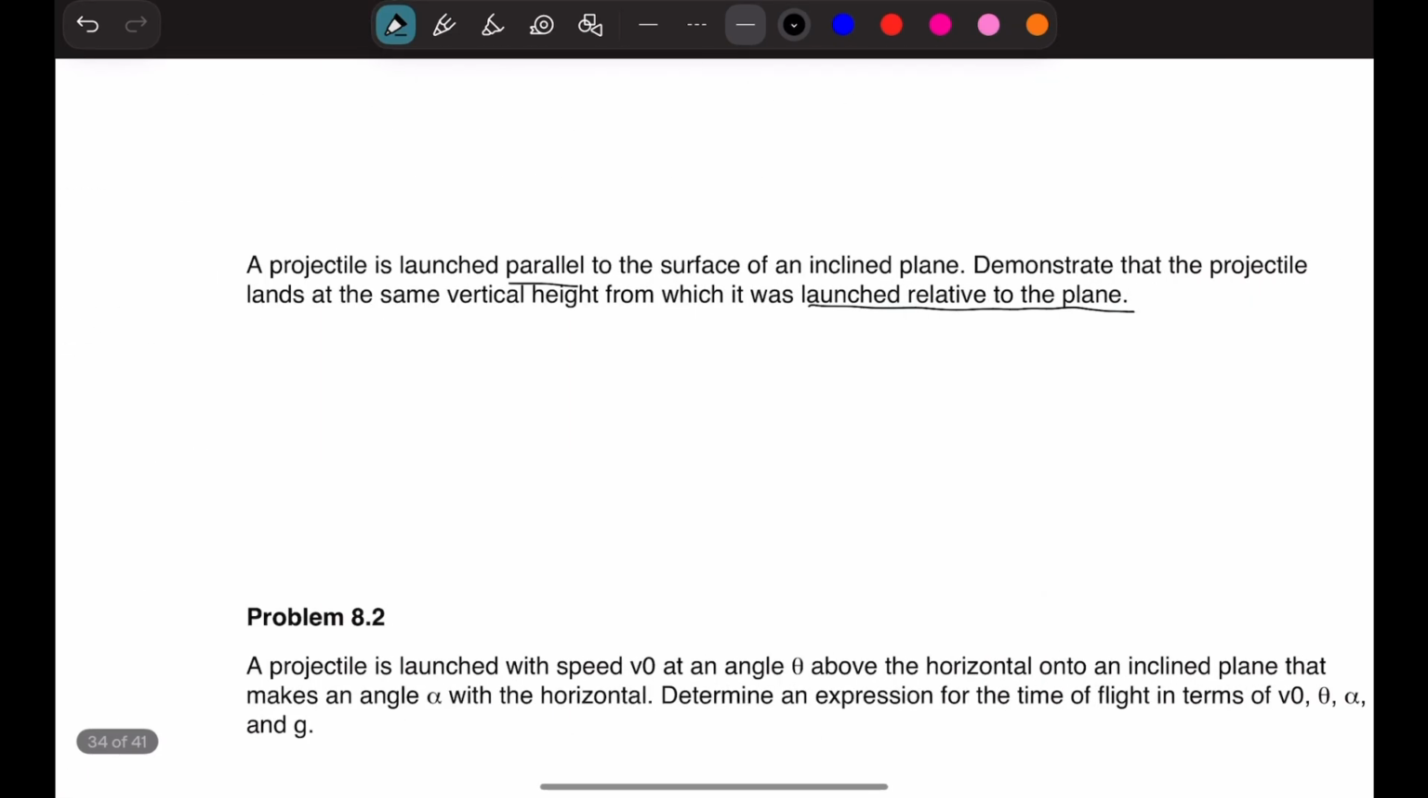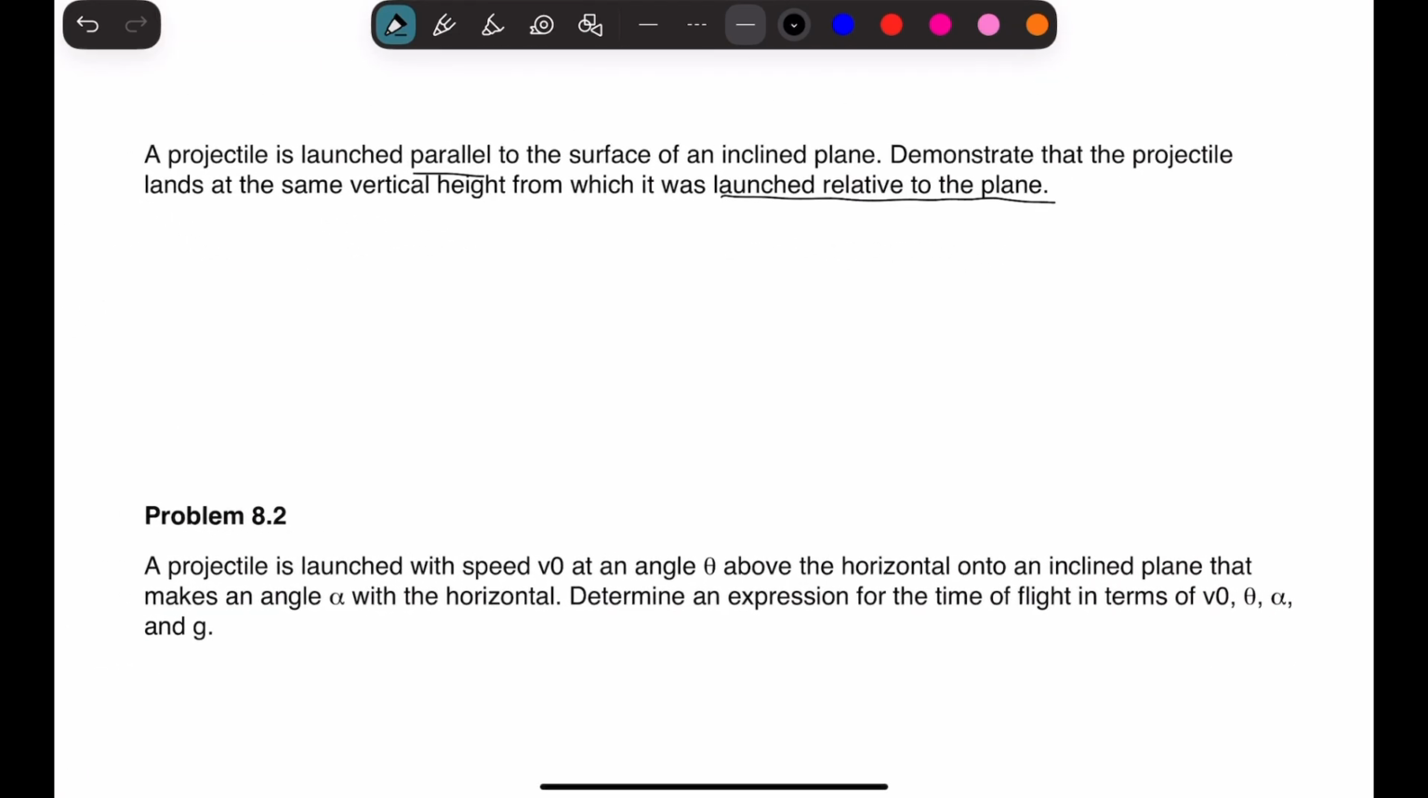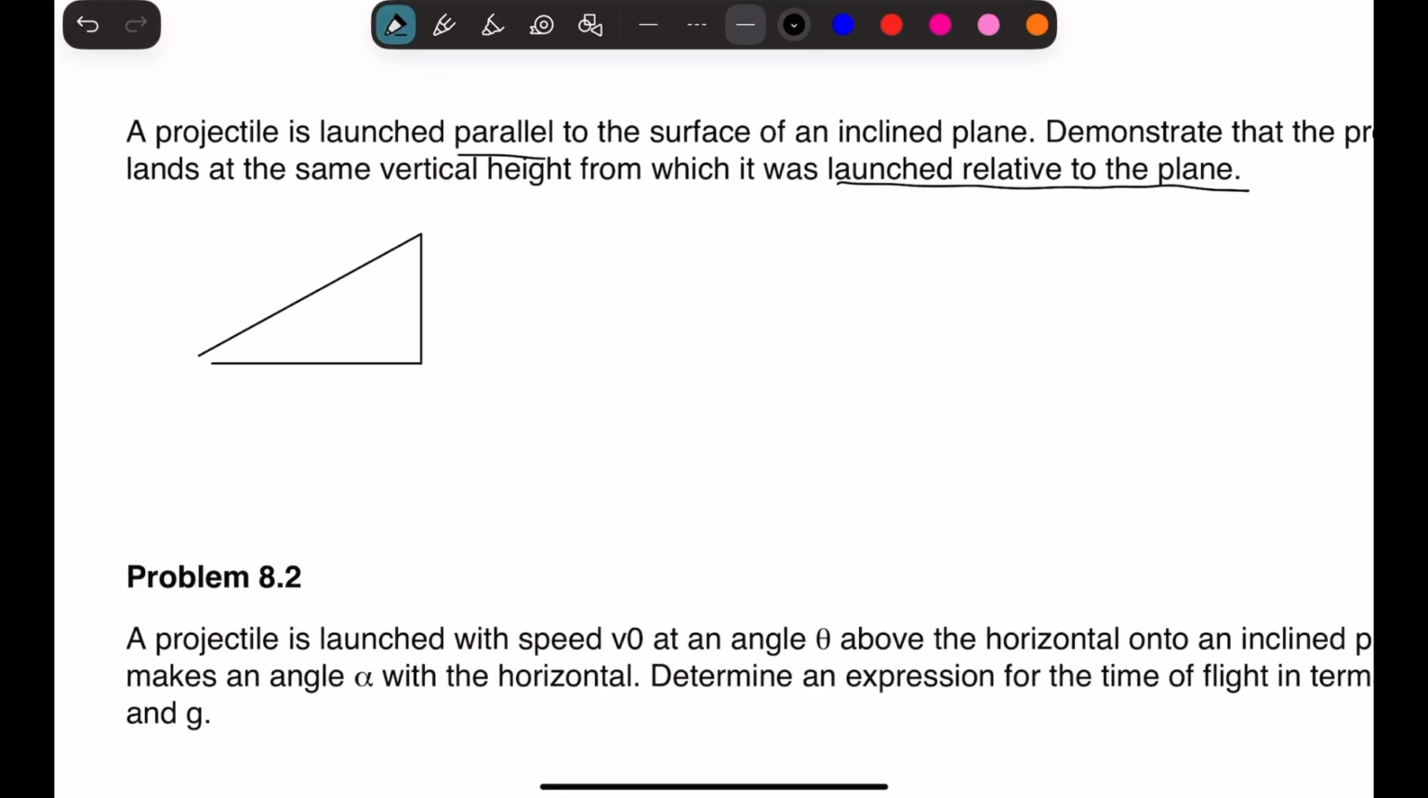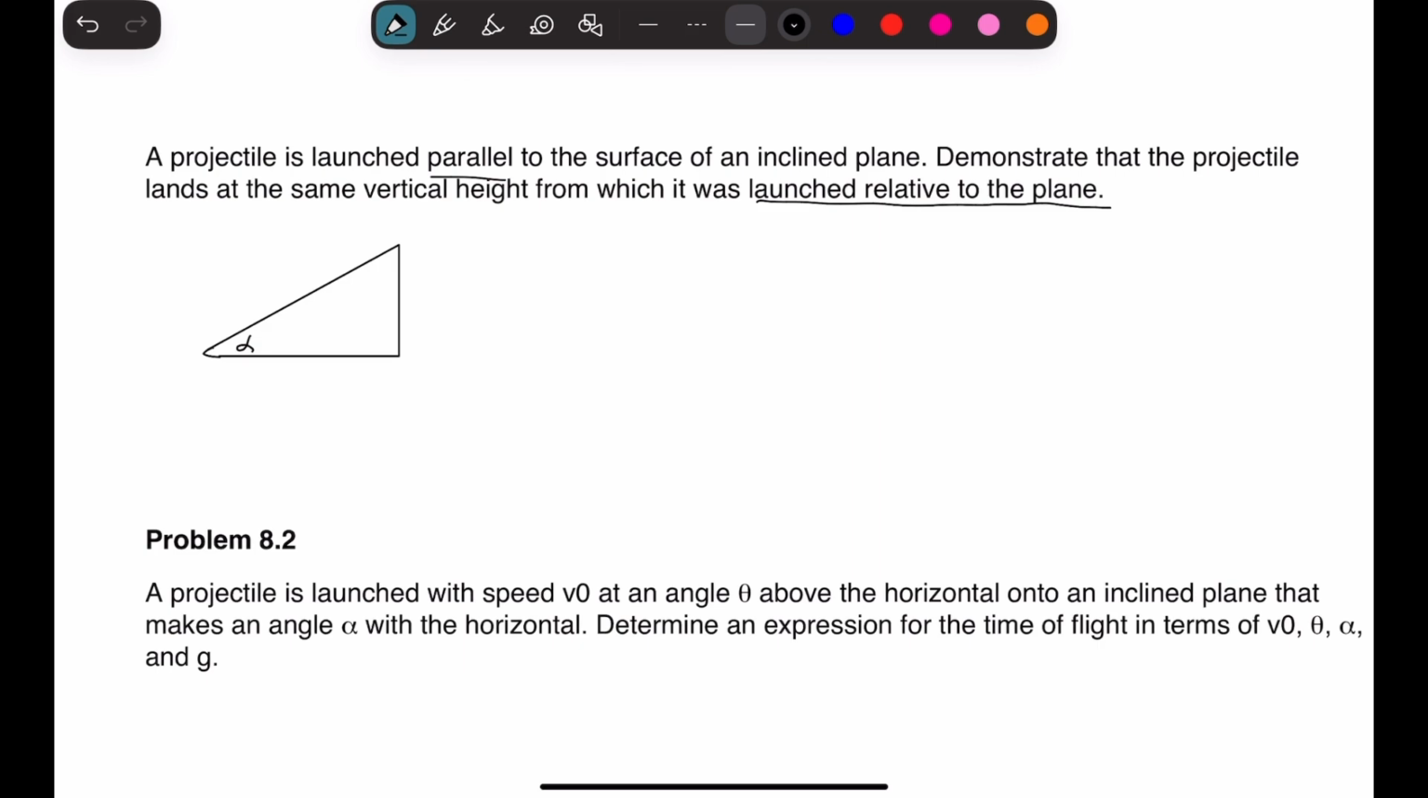Now let's move on to our next question. A projectile is launched parallel to the surface of an inclined plane. Demonstrate that the projectile lands at the same vertical height from which it was launched relative to the plane. So, let's draw the inclined plane, and we're going to let the inclined plane angle equal this angle alpha. And then the launch direction is going to be parallel to the incline.